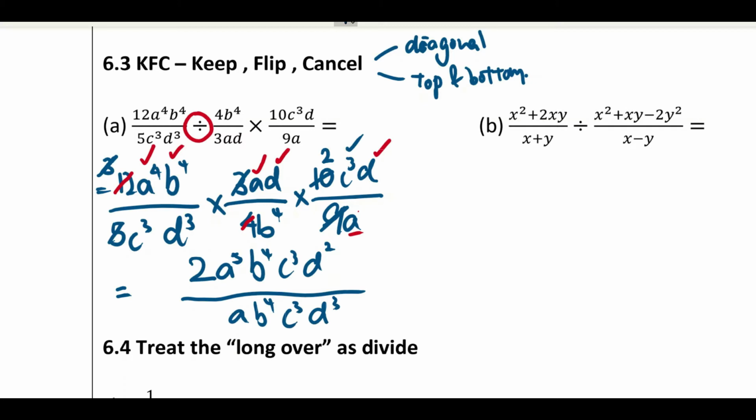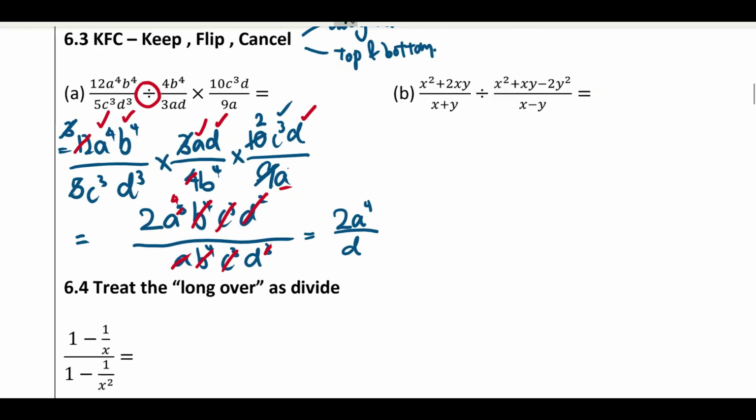Now this is not the simplified form. That's what I meant, either you can cancel diagonal or cancel top and bottom. Take away a power 5, left with 4. b power 4, cancel. c power 3, cancel. d power 2, take away everything. d cubed, take away 2 of them, left with 1. Final answer, it will be 2a to the power of 4 over d. Just follow the numerator and the denominator and you will be fine.